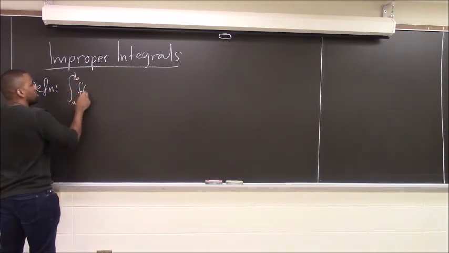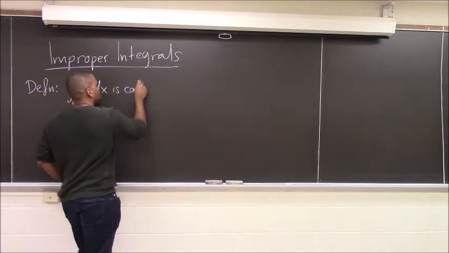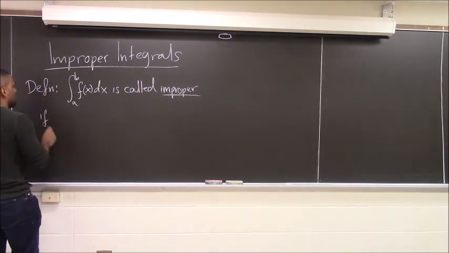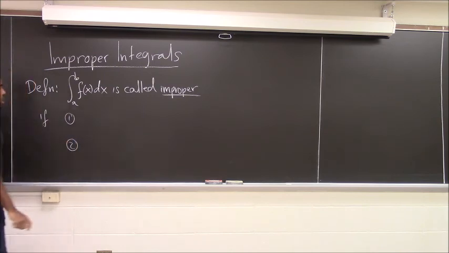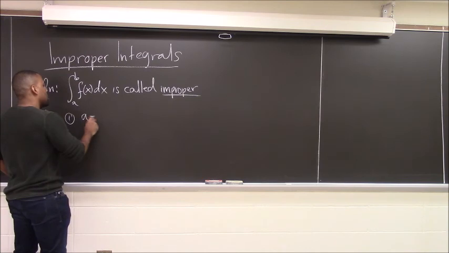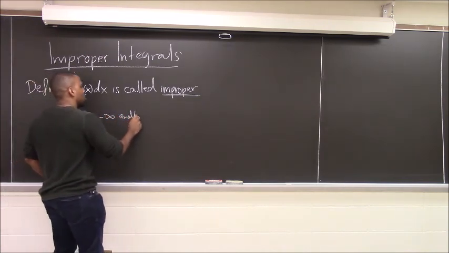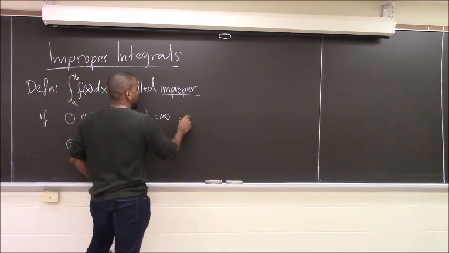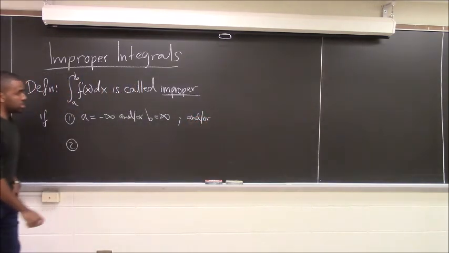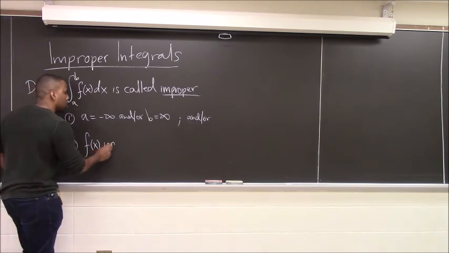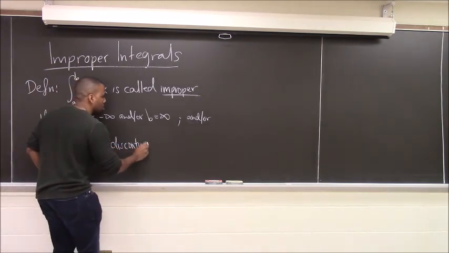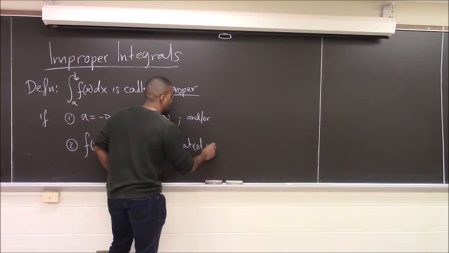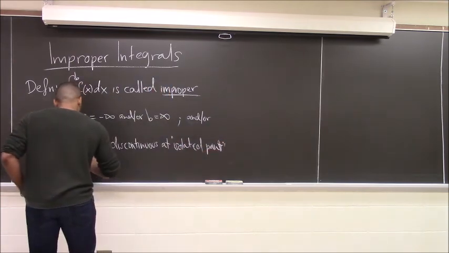The definite integral of f is called improper if one of two things happens: either the interval doesn't behave, that is, a is negative infinity and/or b is positive infinity, or I guess you could also say and/or, the function itself doesn't behave. f of x is discontinuous at, we'll say, isolated points, for lack of a better phrase at the moment, in the closed interval.